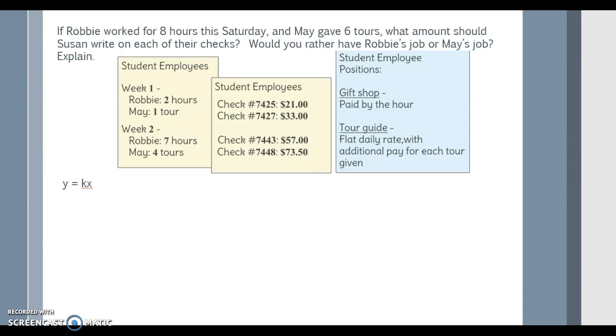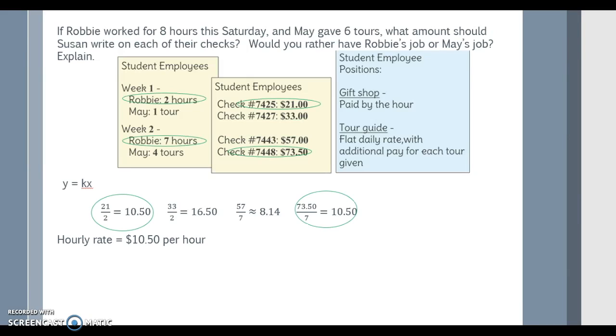So let's let y equal kx. If we were to allow k to be his wage, times how many hours he works, we could have some of the possibilities here for Robbie. So 21 divided by 2 hours is $10.50. $33 divided by 2 hours is $16.50. And 57 divided by 7 hours is about $8.14. And $73.50 divided by 7 is $10.50. So I'm guessing his hourly rate is $10.50 per hour.